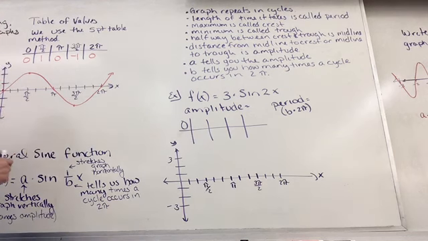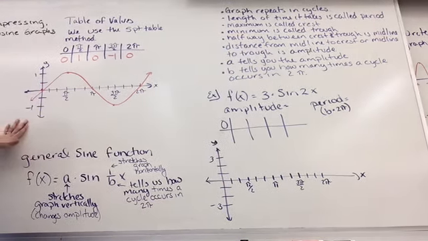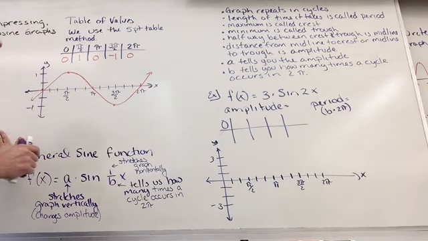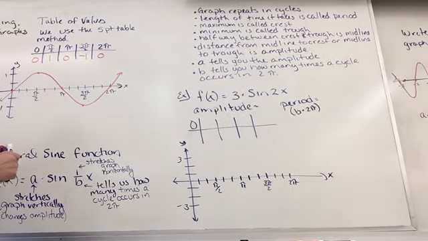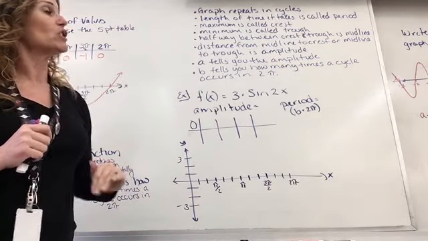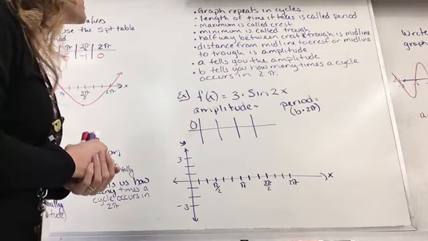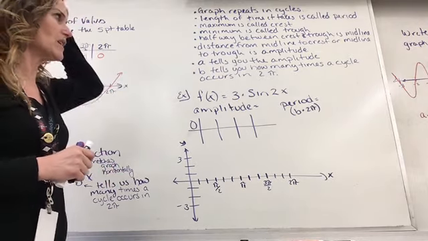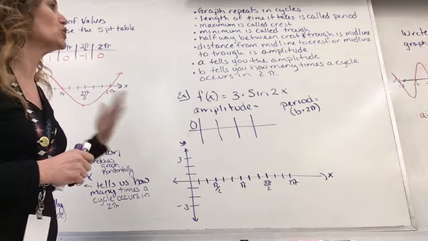If you're looking at the graph that we just did, the x-axis actually represents that midline on the sine function. The distance from the midline to the crest or the midline to the trough is called the amplitude. The a value in our equation tells us the amplitude. The b tells us how many times a cycle occurs in 2 pi.